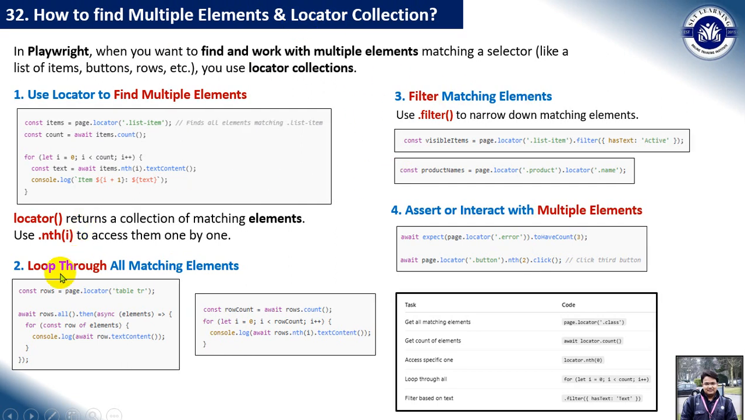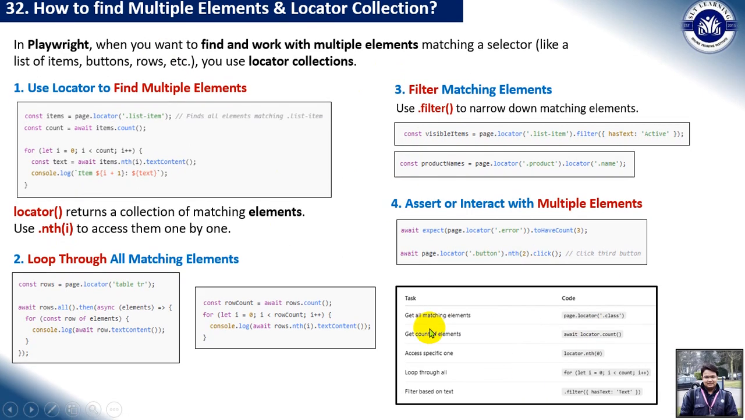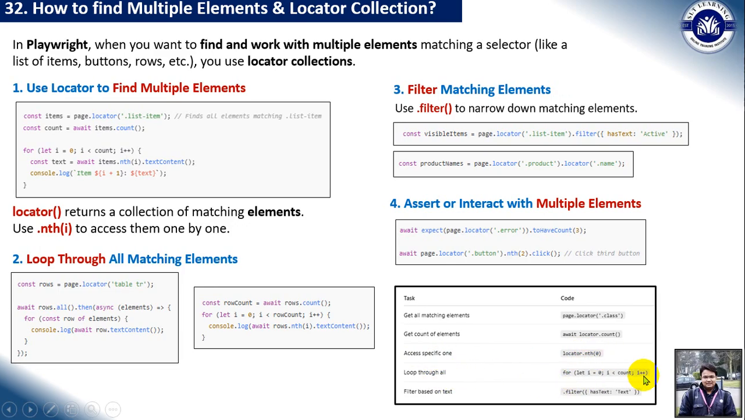You can loop through the matching elements, you can filter them, you can assert them, right? And there are these different shortcuts over here. Get all the matching elements: page.locator and the class name. Then get the count of the elements: await locator.count. Access a specific one with locator.nth(1). Loop through with let i = 0; i++, and filter based on the text. Filter has text equal to specific text.